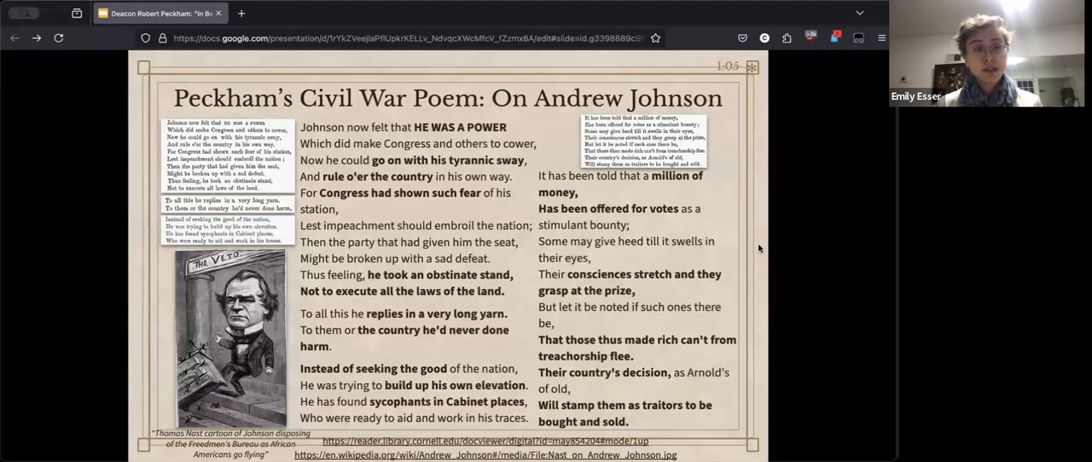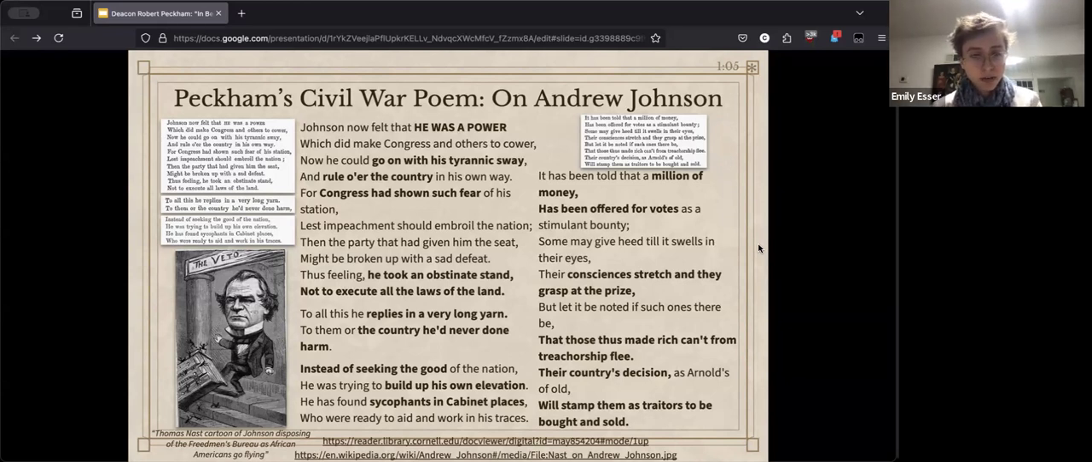He has many pages of praise for Abraham Lincoln, rightly so, but calls attention to Johnson mishandling and squandering the opportunity. He said, Johnson now felt that he was a power, which did make Congress and others to cower. Now he could go on with his tyrannic sway and rule o'er the country in his own way. For Congress had shown such fear of his station, lest impeachment should embroil the nation. So on and so forth.